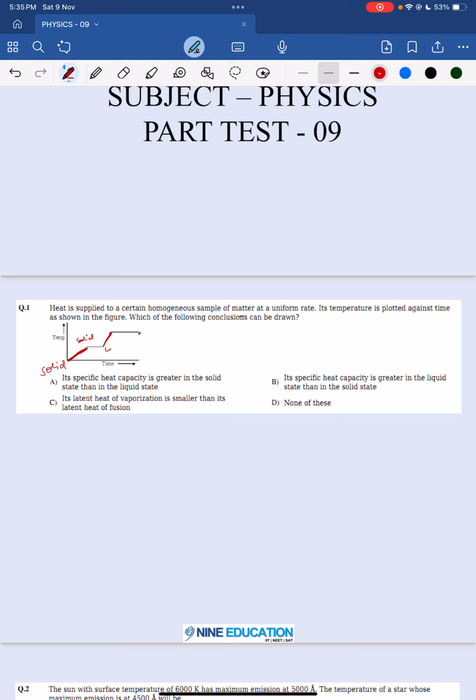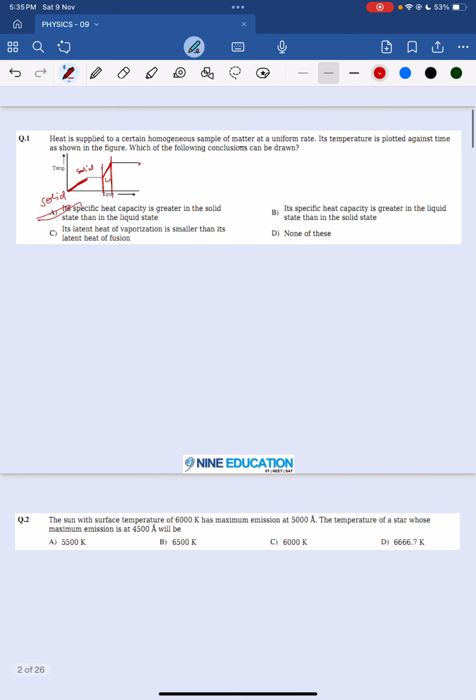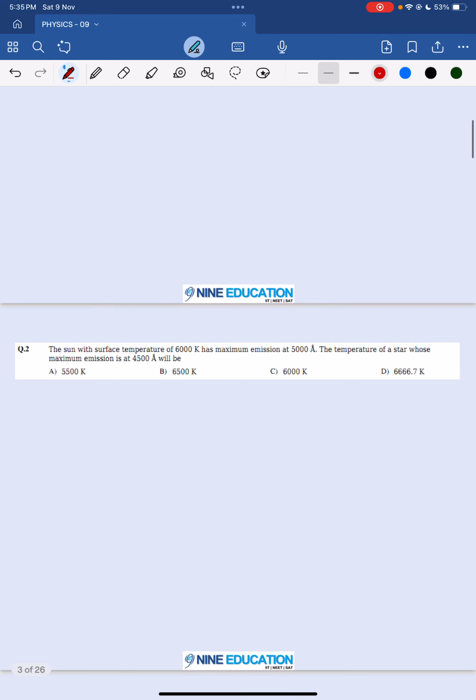That means the rate of change of temperature is a little bit more for the liquid. With the same amount of heat you can change the temperature of the liquid quickly. If you can change the temperature of the liquid quickly, the specific heat capacity will be a little bit less. So in the solid, specific heat capacity is a little bit more. One more option we can see here: latent heat of vaporization is smaller. No sir, it is greater. We can see that it is taking a lot of time here, and here it is taking less time.